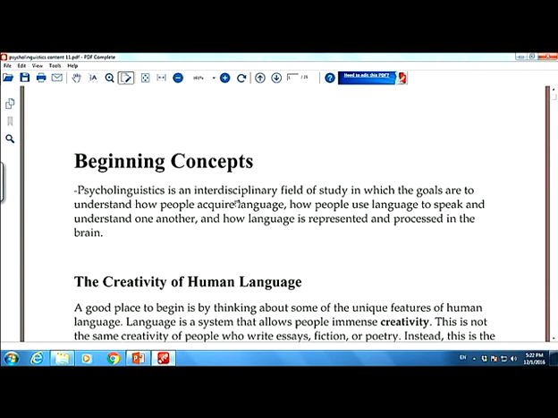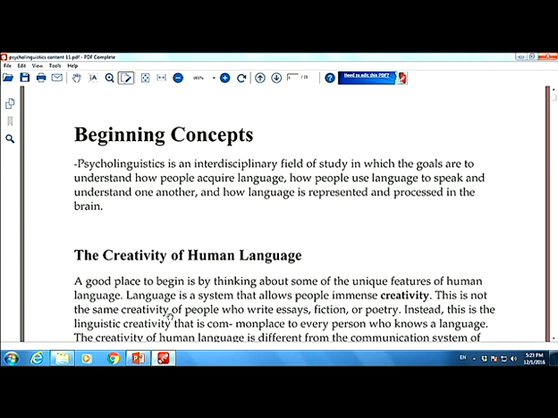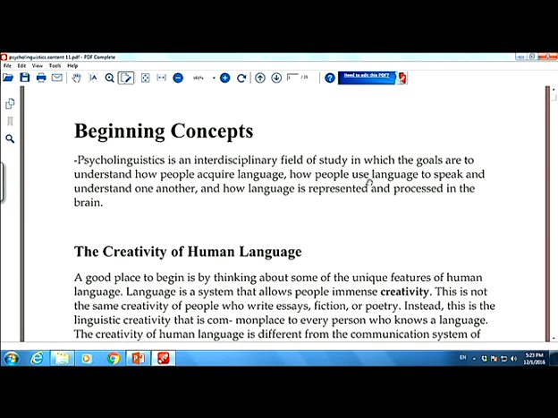So basically, it is mandatory. We have to memorize this definition here. I hope that you can see this marker. Right? Okay, so this is the definition, beginning concepts. We have to memorize it to know what is meant by psycholinguistics. I might ask you, one of the goals of psycholinguistics is, and then I'll give you one of these as an option, maybe. So, you should know this by heart.